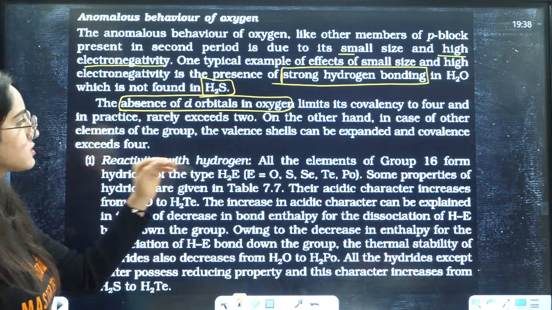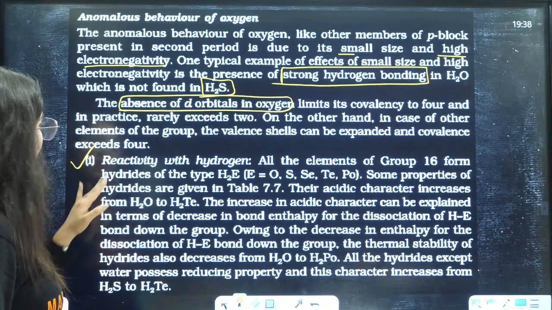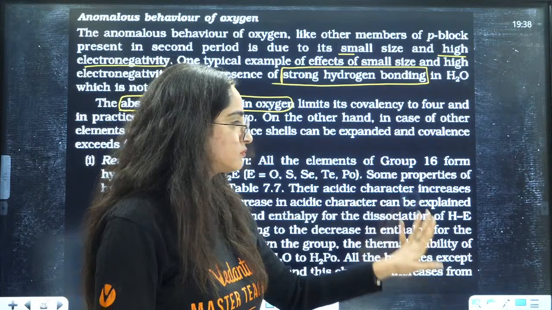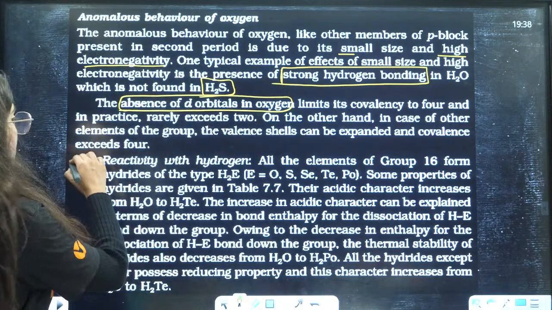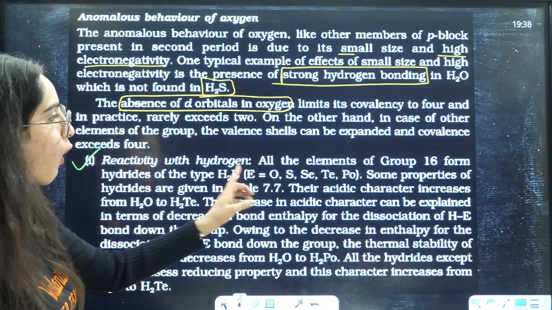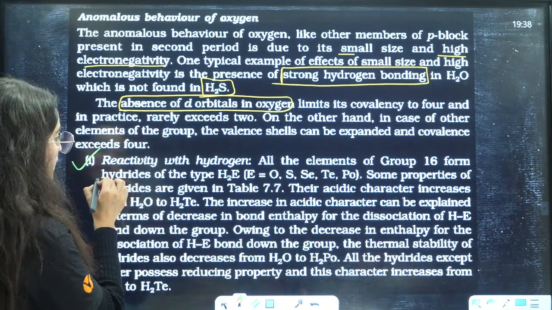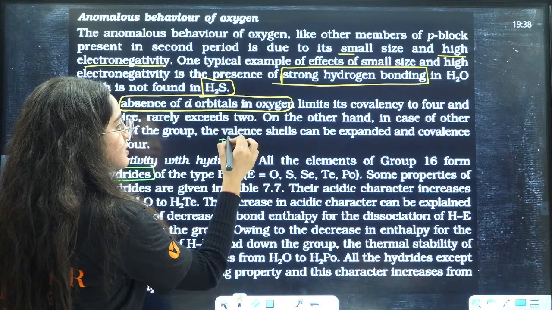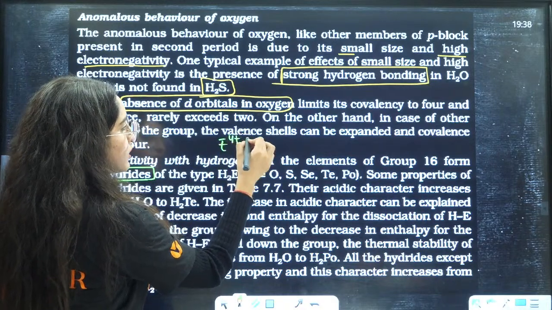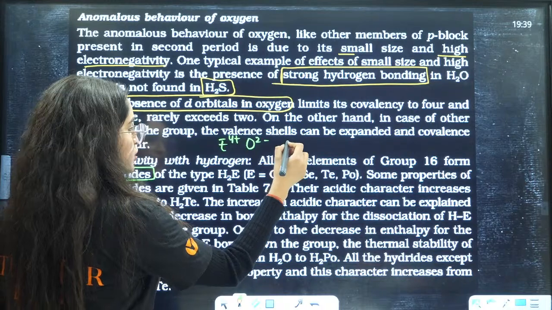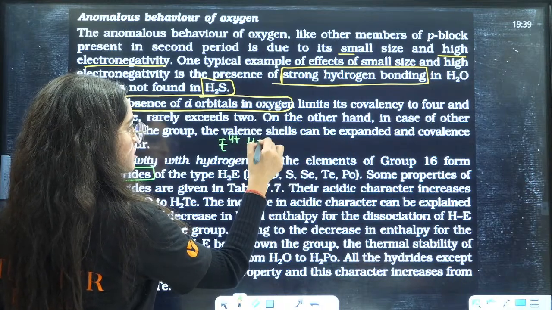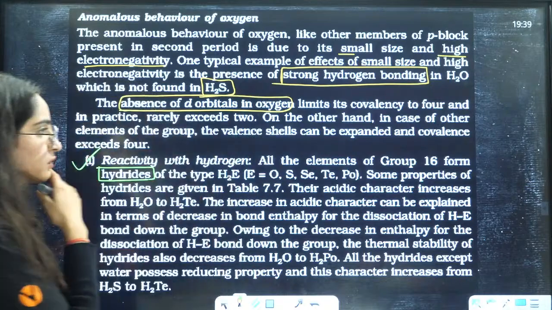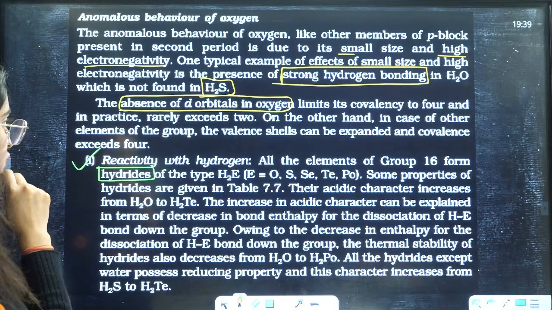On the other hand, okay. Now let us talk about the reactivity with hydrogen, right? Reactivity with hydrogen. It will form hydrides. All the elements of group 16 form hydrides. Now what kind of hydride? E is existing in usually +4. This is O negative. So it, sorry, this is H positive. Wait a minute. E, they are showing the usual oxidation state as +4 or what?